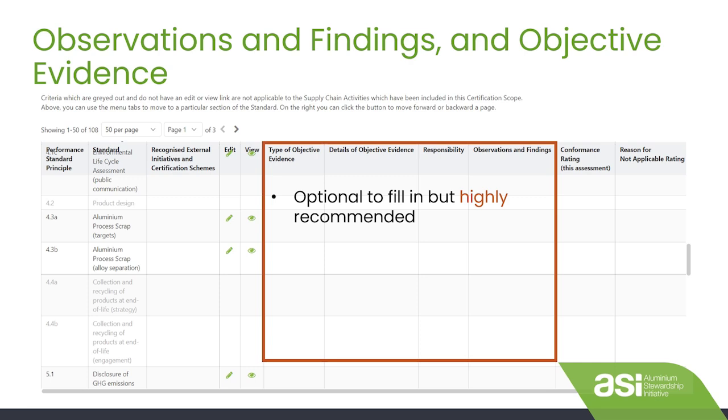These fields can be completed in the language of the member's choice, and material entered into Elementor remains confidential and is only accessible by the member until they choose to share it with their auditors.